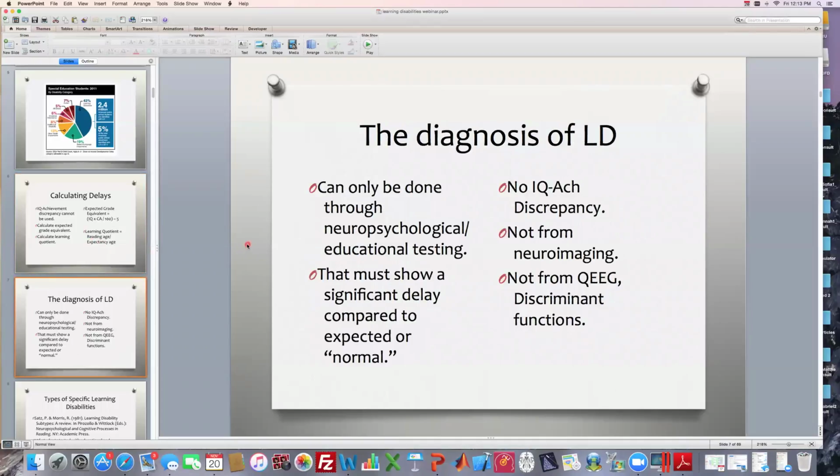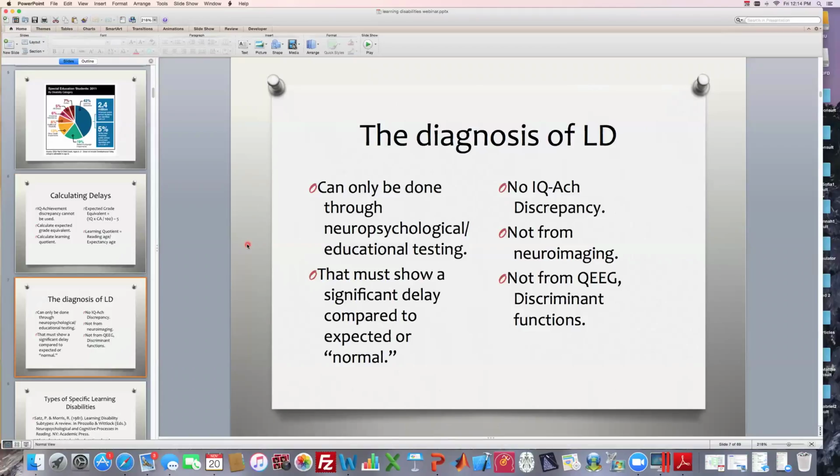As a result, the diagnosis of learning disability can only be done by those two methods: either neuropsychological, cognitive, and educational testing, or in some areas and states, this response to intervention idea. When it's done based on testing, they must show a significant delay compared to what they're expected to perform. We can no longer use an IQ achievement discrepancy score.